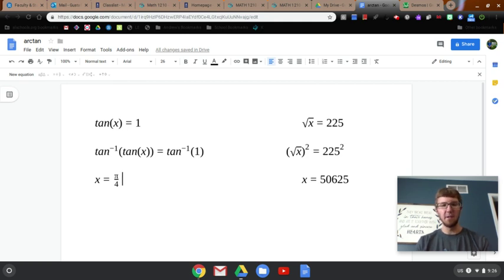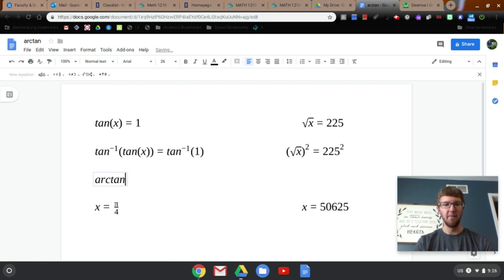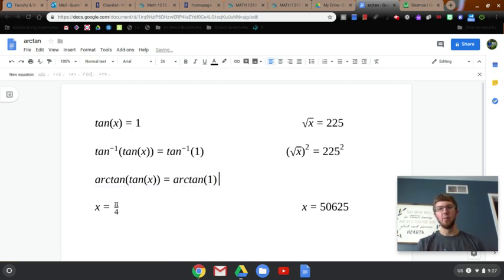Now, you weren't asking specifically about the inverse tangent, you were asking about the arctangent. It happens to be the exact same thing. It's just another way of writing the exact same thing. Arctan of the tangent of x equals the arctan of 1. So they're interchangeable. I don't know exactly why.